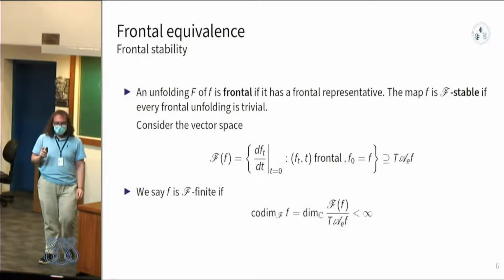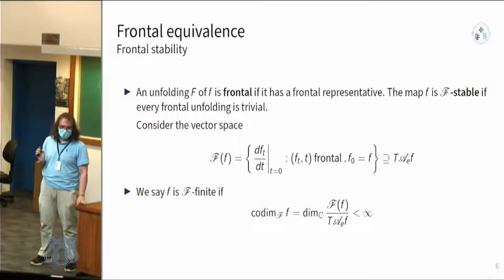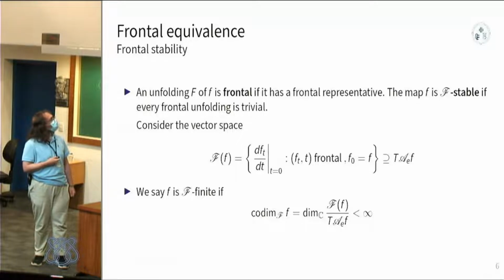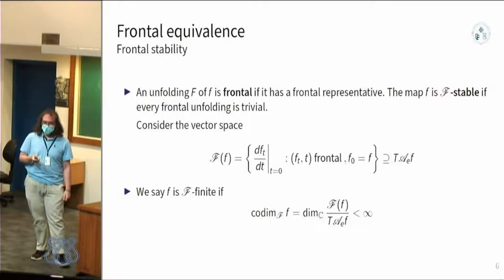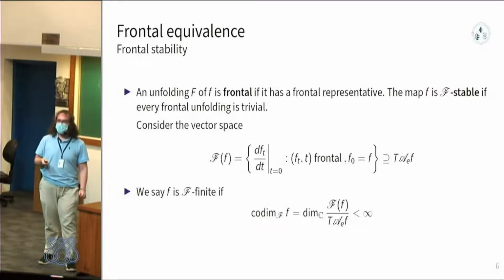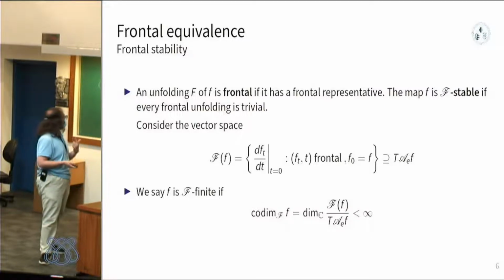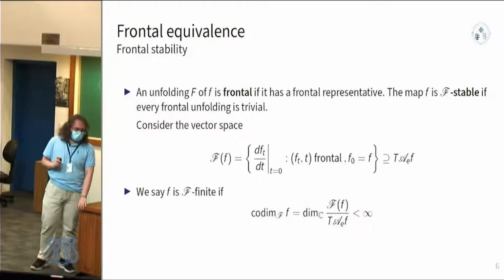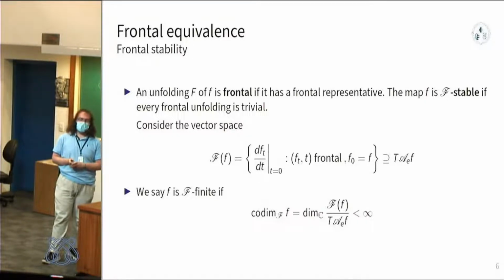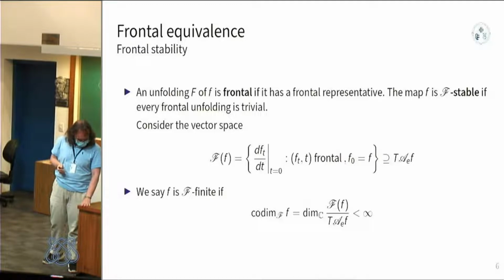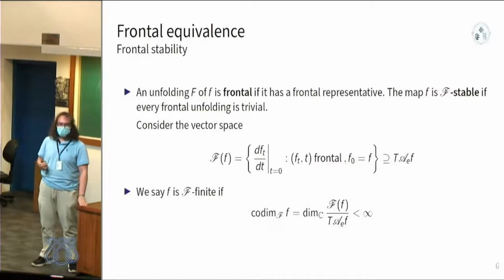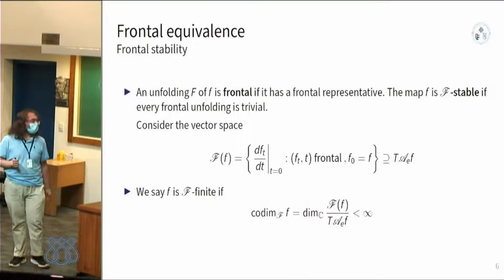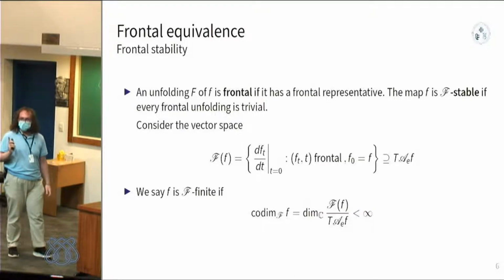Now, we say that F is F-finite if the dimension of this quotient vector space is finite. This is similar to the role of the Tjurina number in hypersurfaces given by an implicit equation, and similar to the notion of A-codimension, which my colleague Jimenez Conejero presented yesterday, in fact.